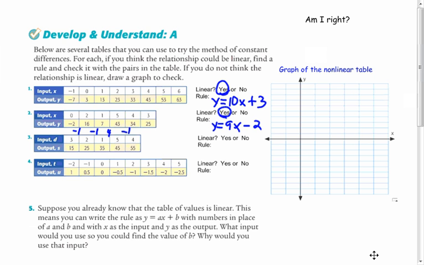My output values, 25 minus 15 is 10. 35 minus 25 is 10. 45 minus 35 is 10. 55 minus 45 is 10.